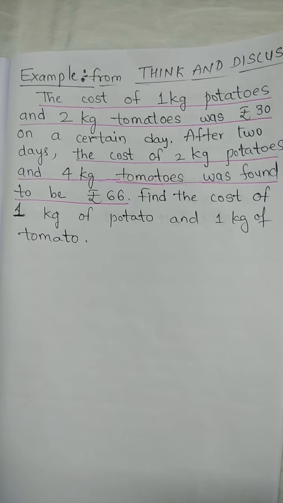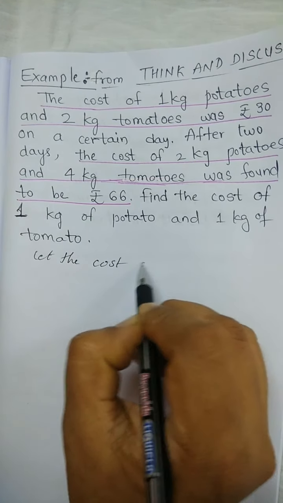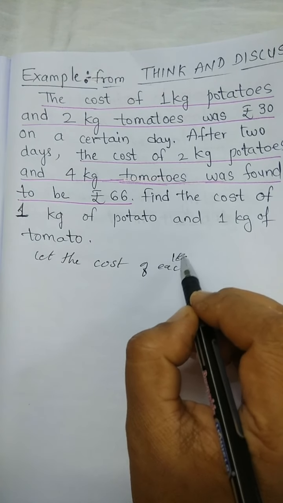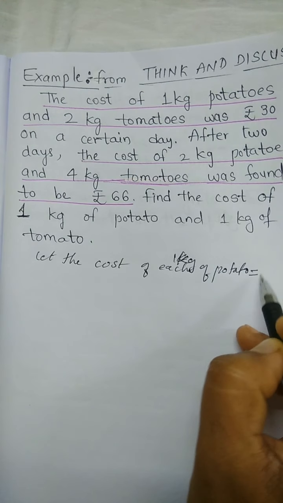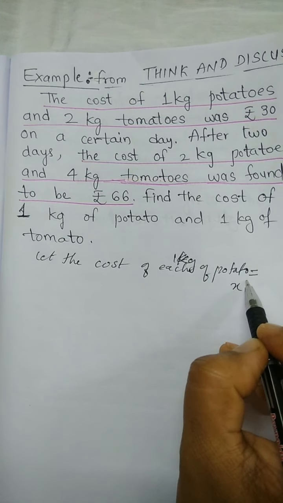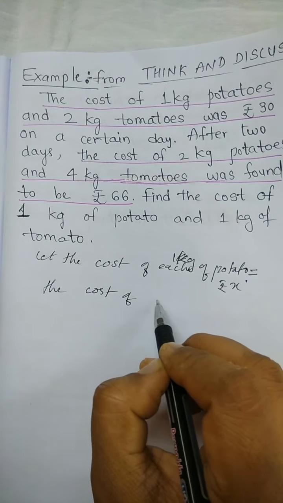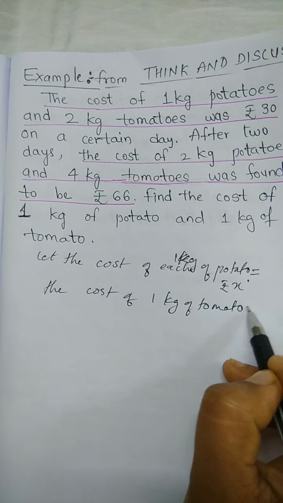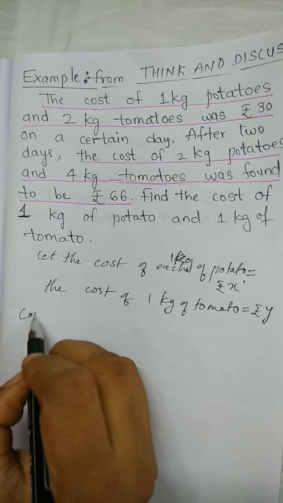So let us form the equation for the first situation. For that we will write, let the cost of 1 kg of potato is equal to x rupees, and the cost of 1 kg of tomato is equal to y rupees. So apply the condition 1.